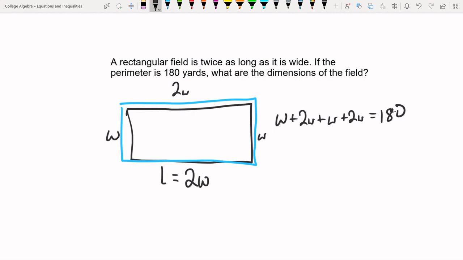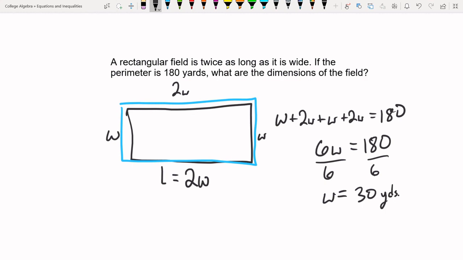Well, these are all just like terms. W plus 2W is 3W, plus W is 4W, plus 2W is 6W. Divide by 6. You get that the width equals 30. And 180 was in yards, so 30 is going to be in yards. And if W is 30, then 2W is 60 yards. So it's a 60 by 30 yard rectangular field.